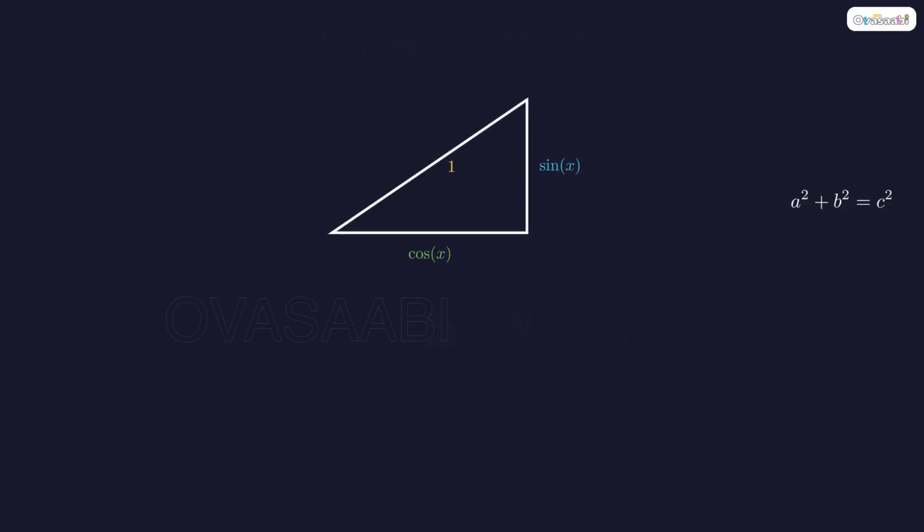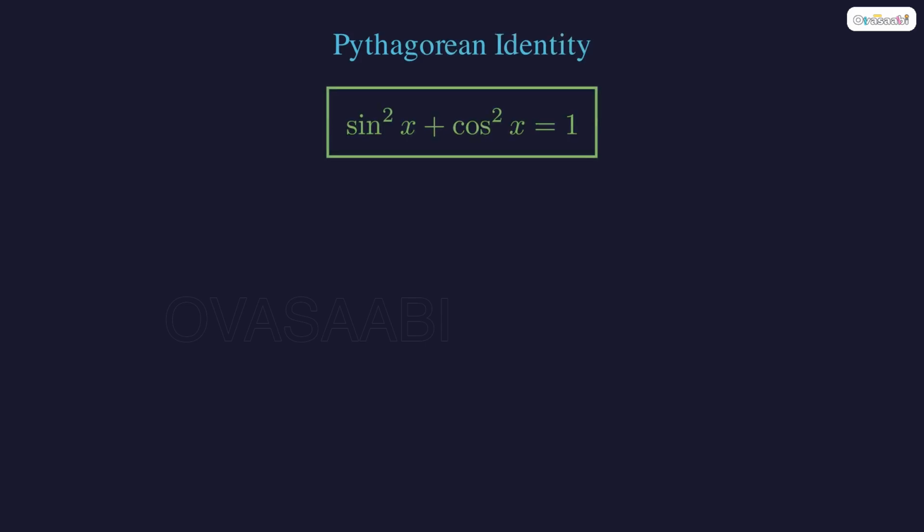In a right triangle, Pythagoras says opposite squared plus adjacent squared equals hypotenuse squared. When the hypotenuse is 1, we get sin²x plus cos²x equals 1. This is the Pythagorean identity. No matter what angle x is, 30 degrees, 60, or 90, this equation is always true. It's our most important trig identity.